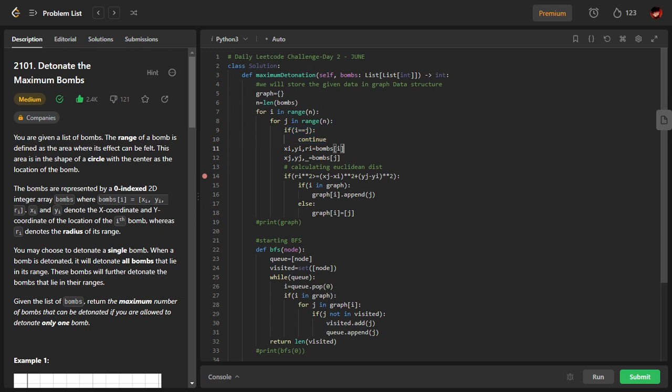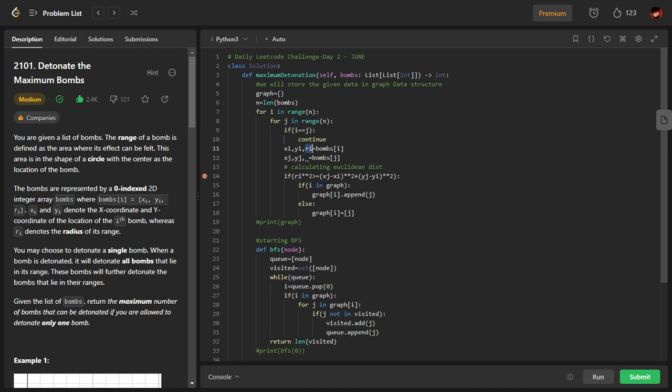What I'm doing is, for the first bomb, these are the parameters: x and y represent its coordinates, and r represents the blast radius. Similarly for the jth bomb, xj and yj represent its x and y components, and we do not want its radius. When I say i and j, I want to check if the ith bomb can explode the jth bomb or not. I am not going to check the reverse for now. That's why I don't need the radius for the jth bomb, but I need the radius for the ith bomb.